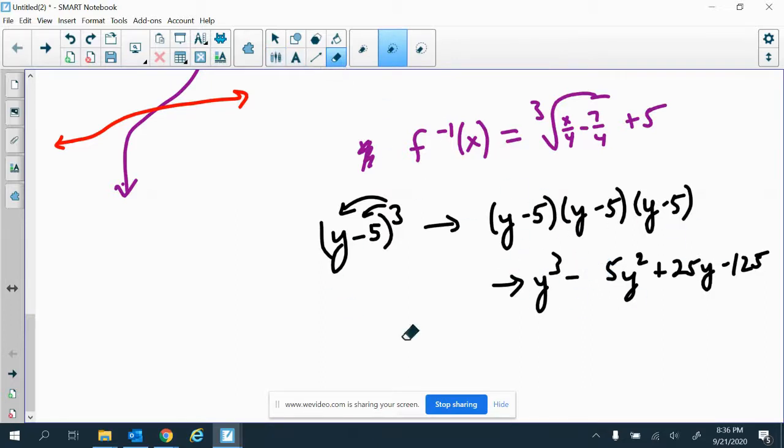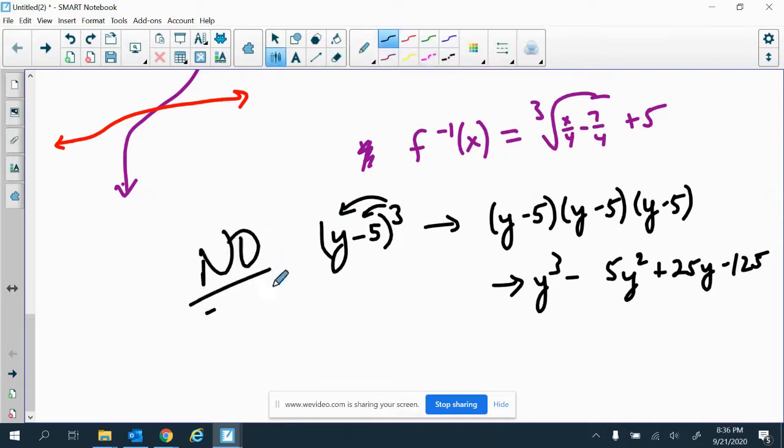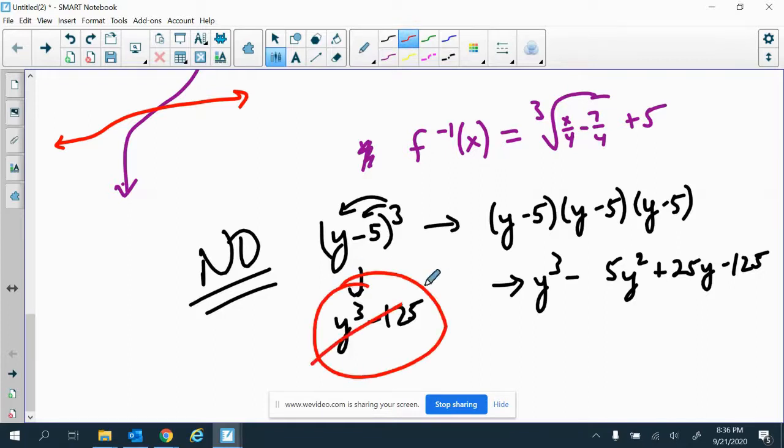So this is not a good idea. You cannot distribute this. This is not allowed. And especially thinking that you can just make it y cubed minus 125. That is a total no-no. Cannot do that. It is not the same thing.